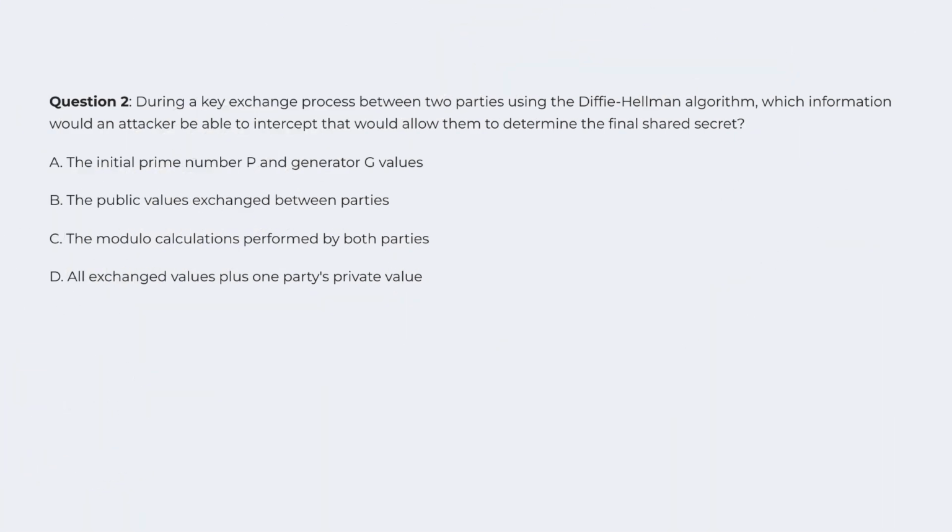Question 2. During a key exchange process between two parties using the Diffie-Hellman algorithm, which information would an attacker be able to intercept that would allow them to determine the final shared secret? A. The initial prime number P and generator G values. B. The public values exchanged between parties. C. The modulo calculations performed by both parties. D. All exchanged values plus one party's private value.